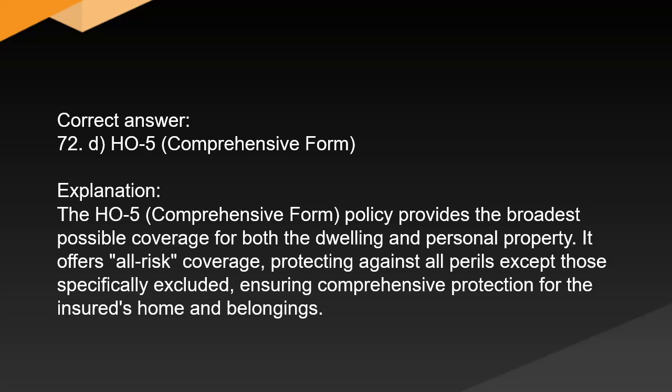Correct answer. D. H05, comprehensive form. Explanation. The H05 comprehensive form policy provides the broadest possible coverage for both the dwelling and personal property. It offers all-risk coverage, protecting against all perils except those specifically excluded, ensuring comprehensive protection for the insured's home and belongings.